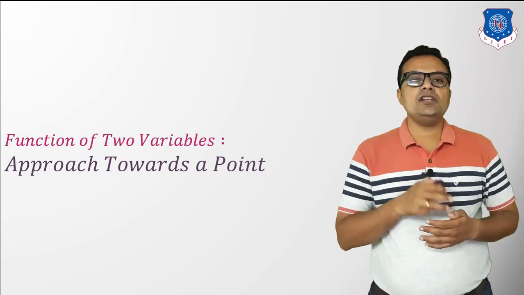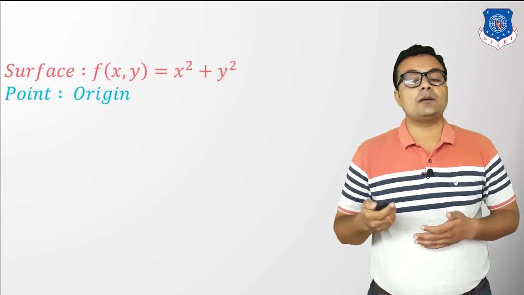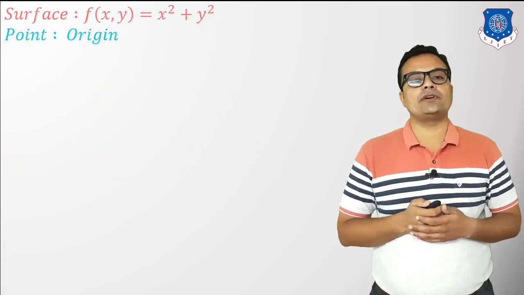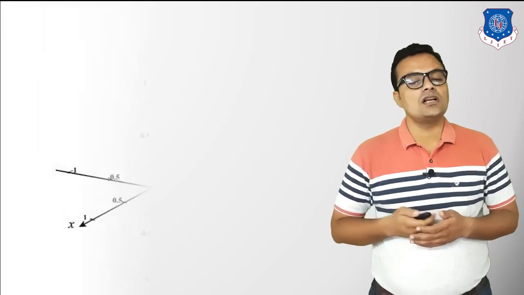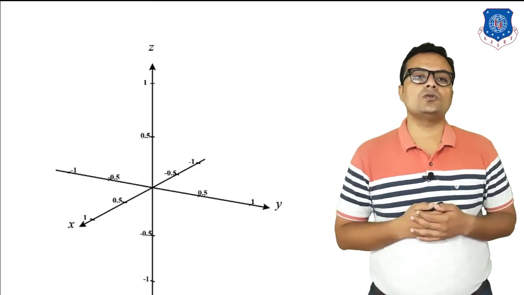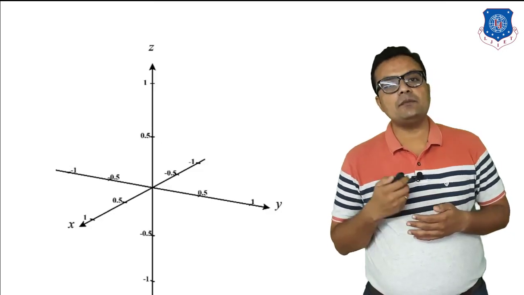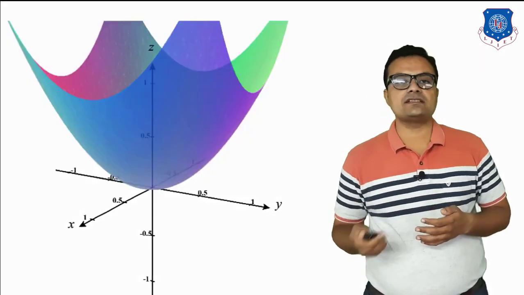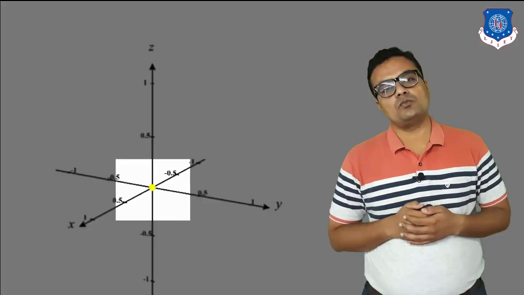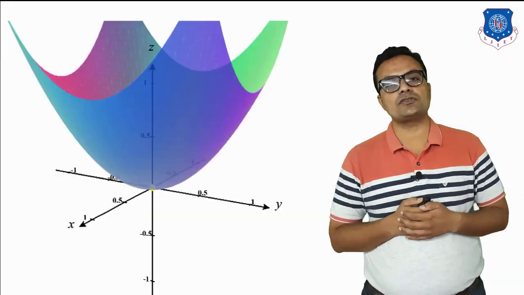Now we'll see, remaining on the surface, how we can approach a point on the surface, and for that reason I am considering this function x² + y², and I will fix the point of approach as the origin. Throughout this discussion, I am considering the surface x² + y² and I will focus on the point origin, which is the input. So this is the point of discussion, the origin.